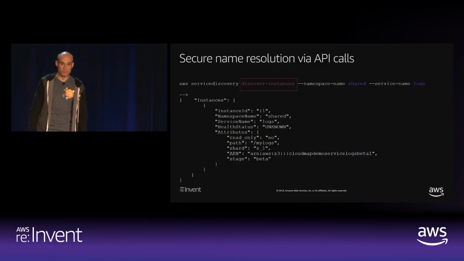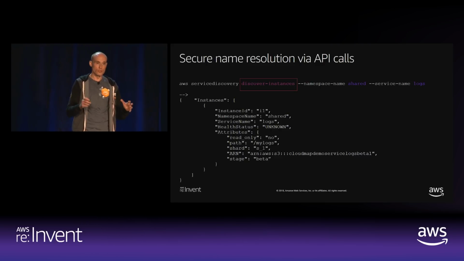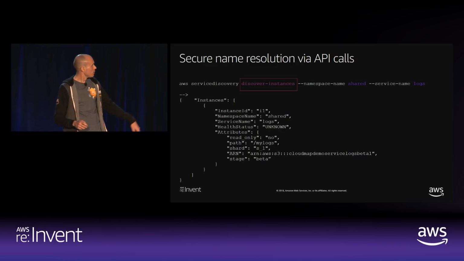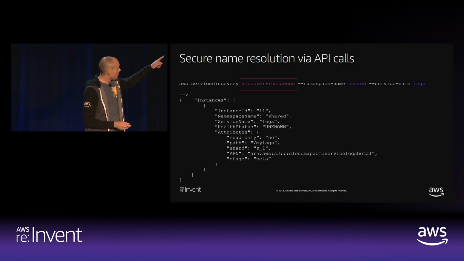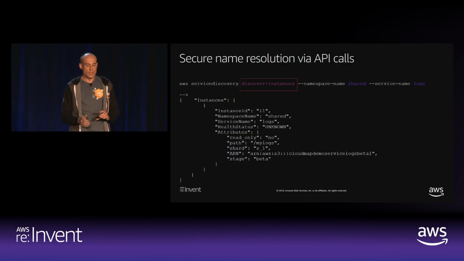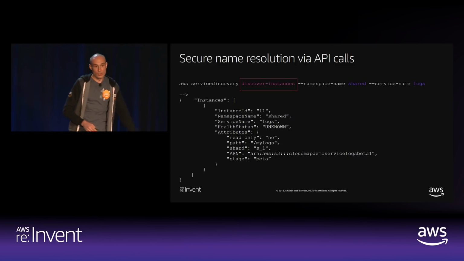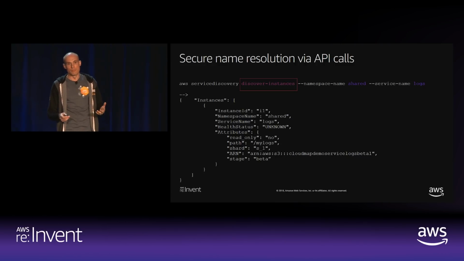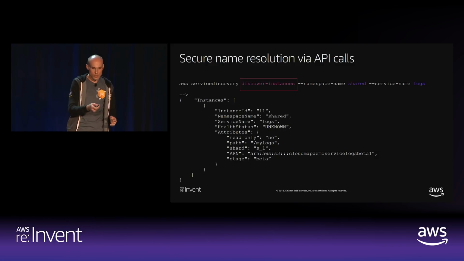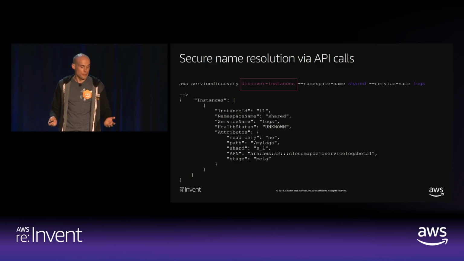How do we resolve that? So now we have all this stuff stored in this service registry. In that case, I'm using my API discovery plane, and I'm using my discover instances API call where I supply the name of my namespace. In that case, it's shared, and the service name. In that case, logs. I'm getting back all the information that I put together along with health status. You see, it's unknown at the moment. We're not health checking S3 buckets.